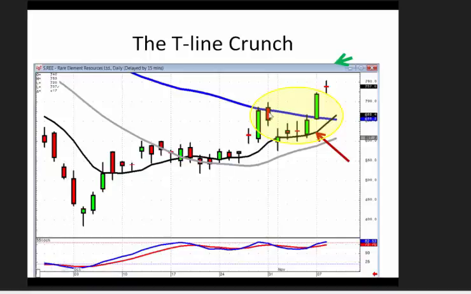So we know if this is wave 1, it failed at the 50, pulled back to the T-line. When it came up through, we know what our target should be: same magnitude as wave 1. Again, this is not rocket science. I always tell people, as long as you can see, you can analyze candlestick charts.